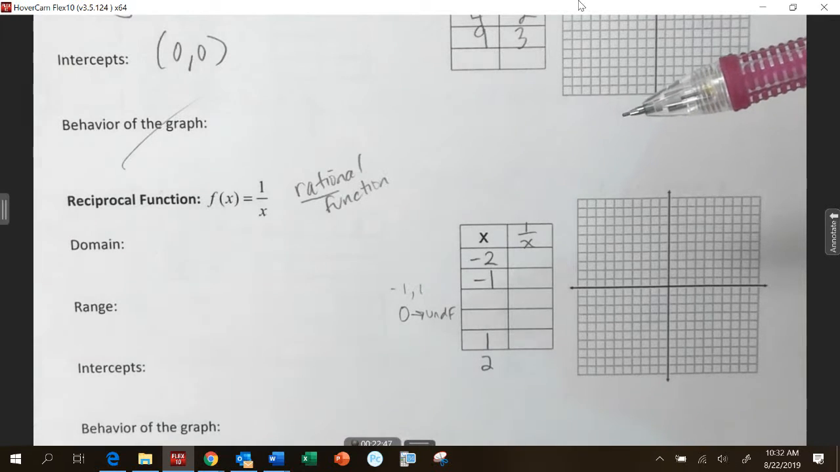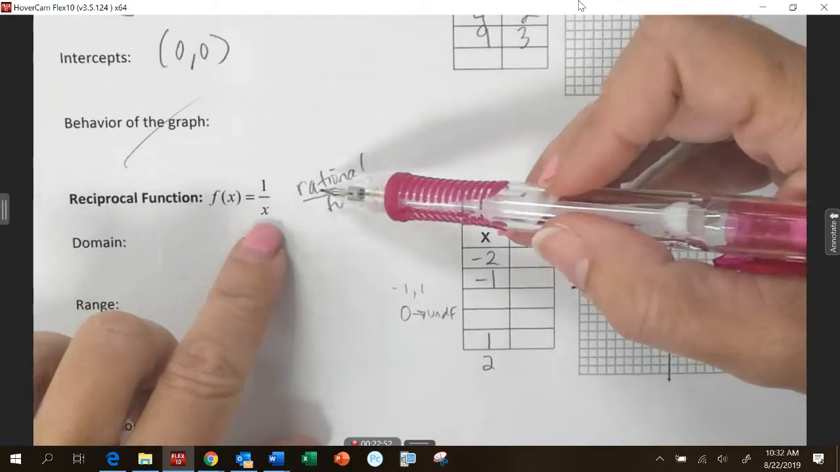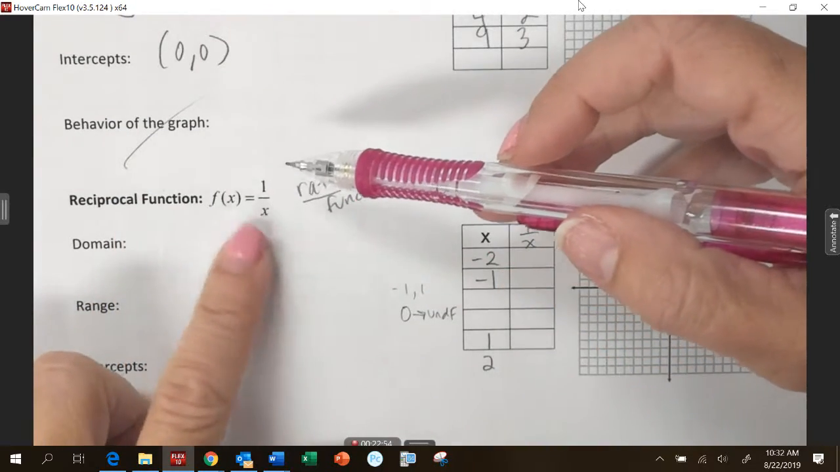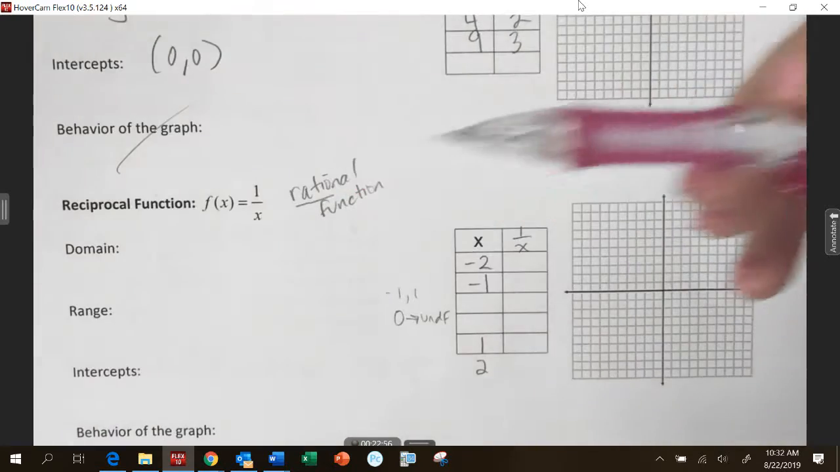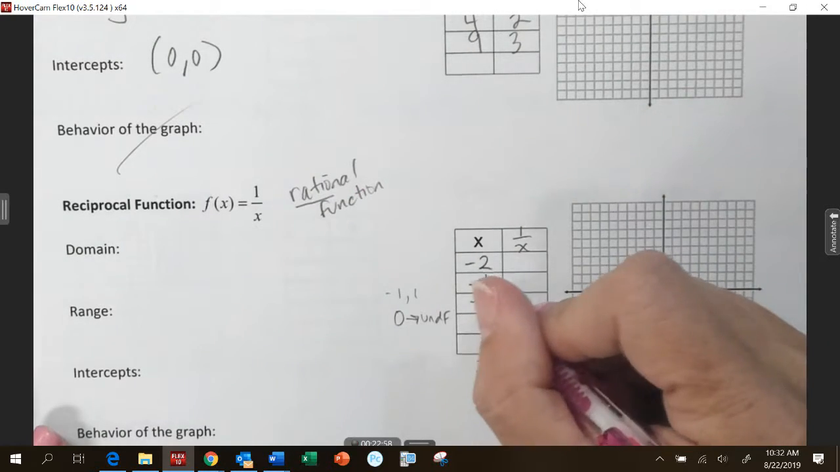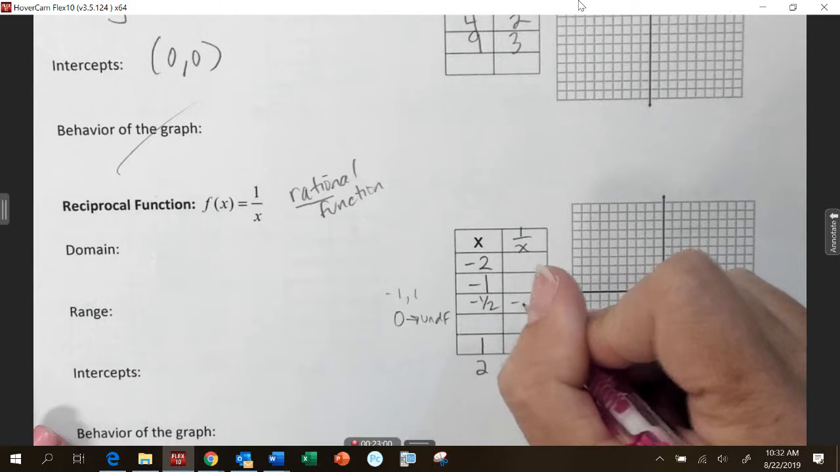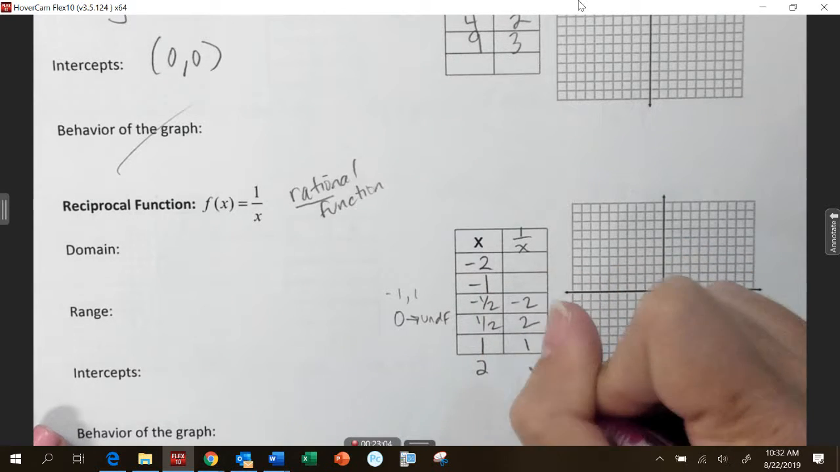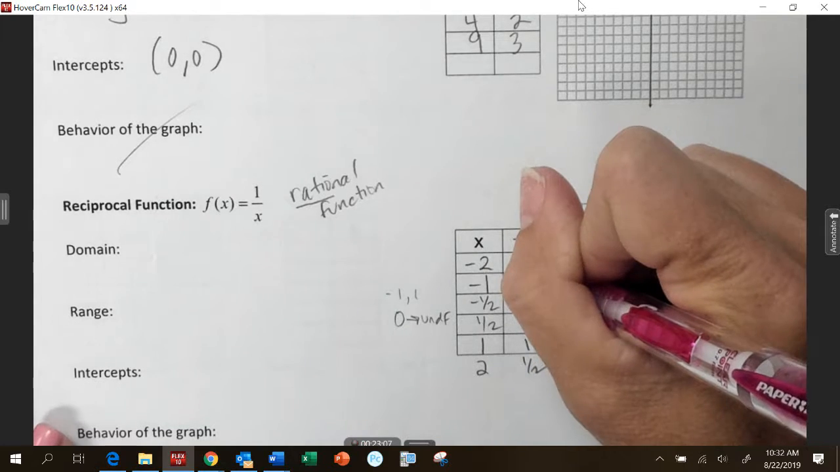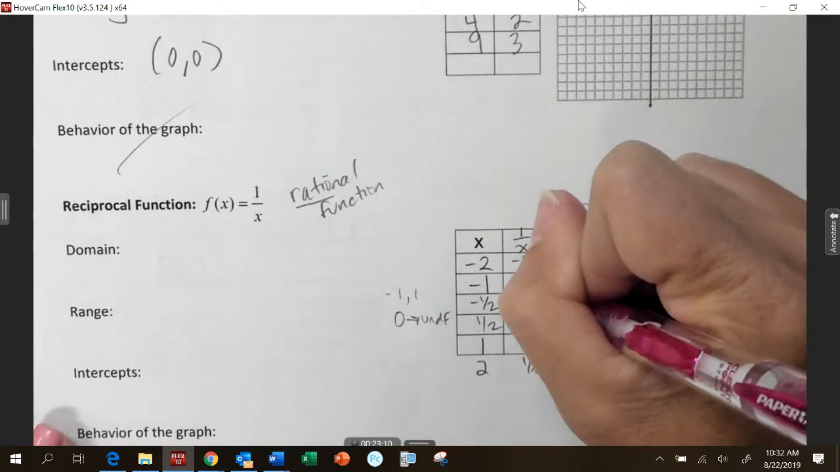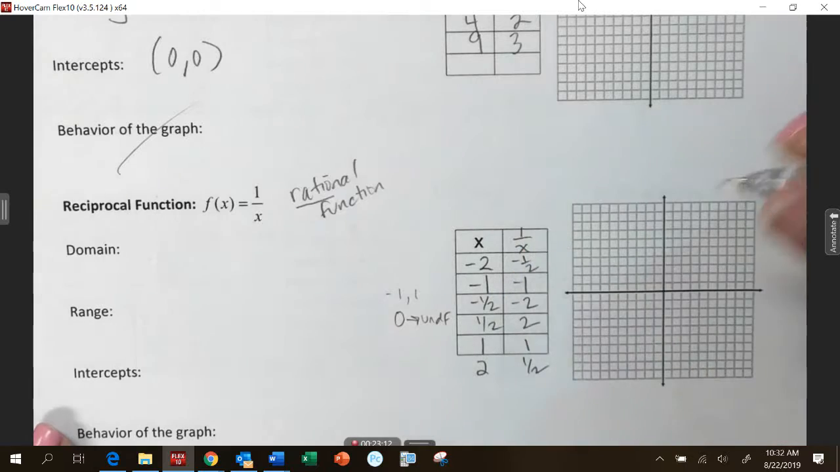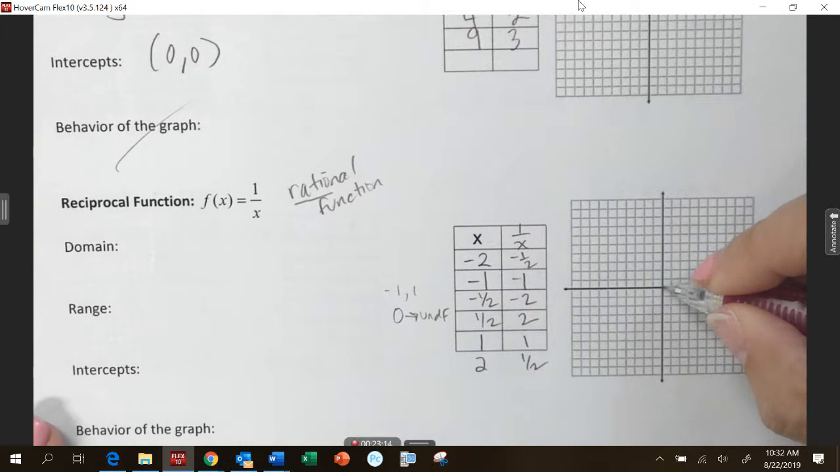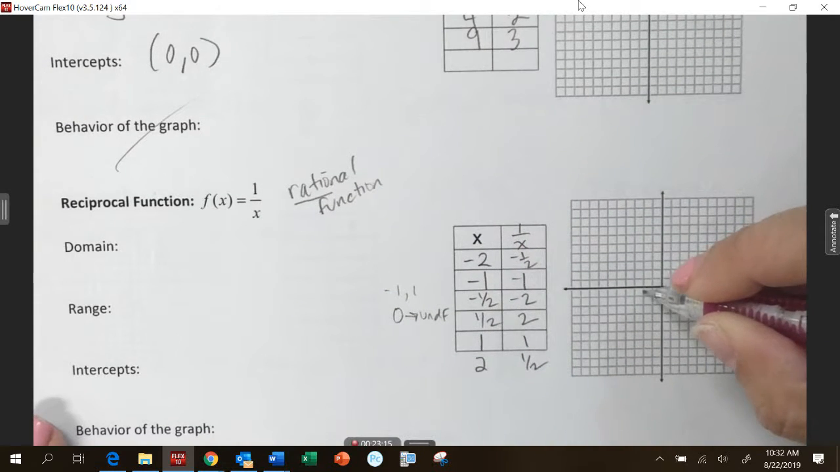A half. Why would I want to put half in there? Because it'll flip it and it'll give us 2. This is the reciprocal function. 1 over the number means it reciprocates it. So if I put in a half, it becomes 2. So negative 2, negative a half, negative 1, negative 1.